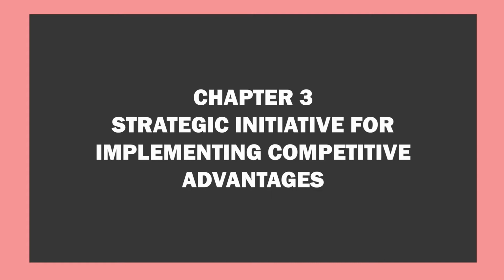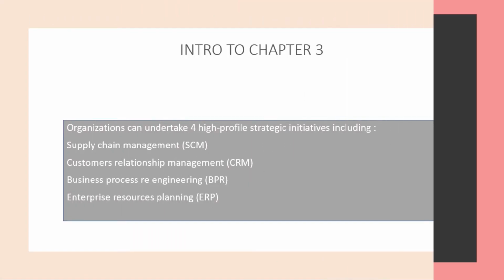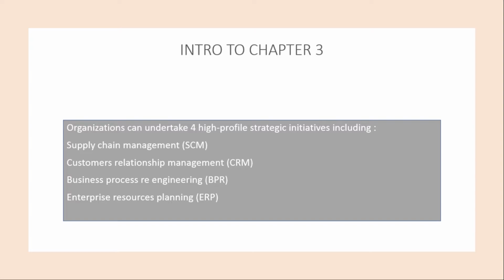Now, chapter 3, strategic initiatives for implementing competitive advantage. Organizations can undertake 4 high-profile strategic initiatives, including supply chain management, SCM, customer relationship management, CRM, business process reengineering, BPR, and enterprise resource planning, ERP.